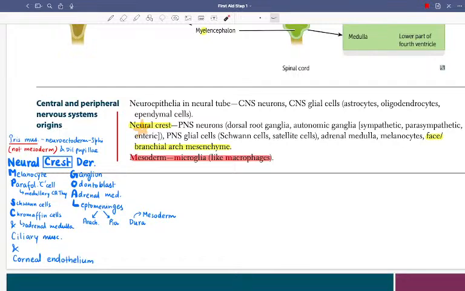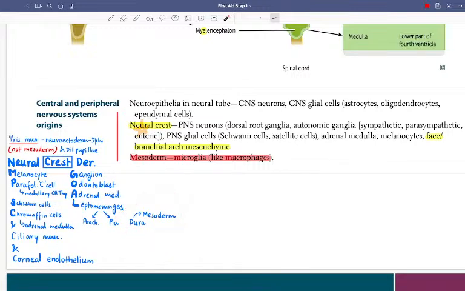So crest cells, what do they give rise to? This was one of the mnemonics that Nikita ma'am had written. That's called MPSC goal. MPSC goal is basically melanocytes, parafollicular C cells. That basically comes in medullary carcinoma thyroid, where it increases. Then you have Schwann cells, chromaffin cells, ciliary muscles, corneal endothelium, ganglion, odontoblast, adrenal medulla, leptomeninges, arachnoid and pia mater. Dura mater, it gives rise to mesoderm.